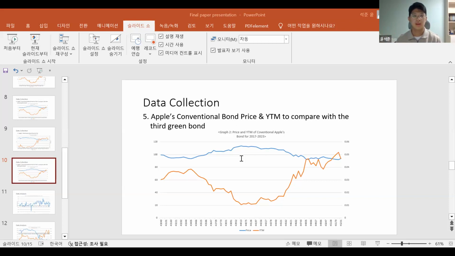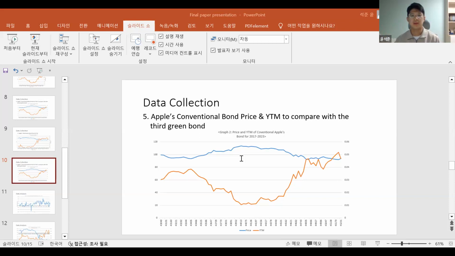There was not an exact similar conventional bond to compare with this, but I chose the closest one. Since the green bond was issued in euro, I chose a bond issued in euro. Also, the coupon is paid annually with a coupon rate of 2%. The issue date and maturity date did not match exactly, but this bond was issued in 2015 and matures in 2027.